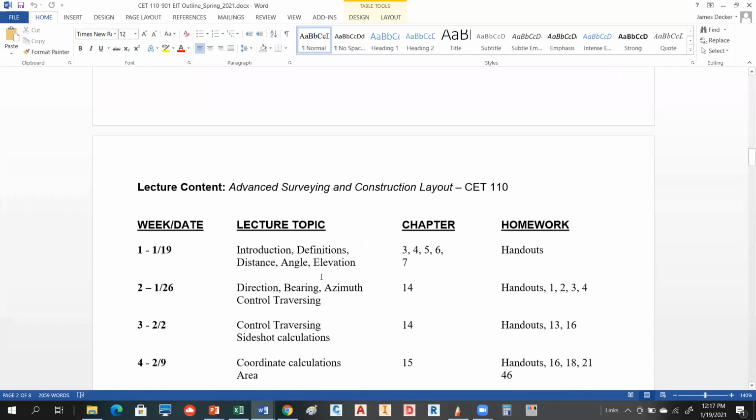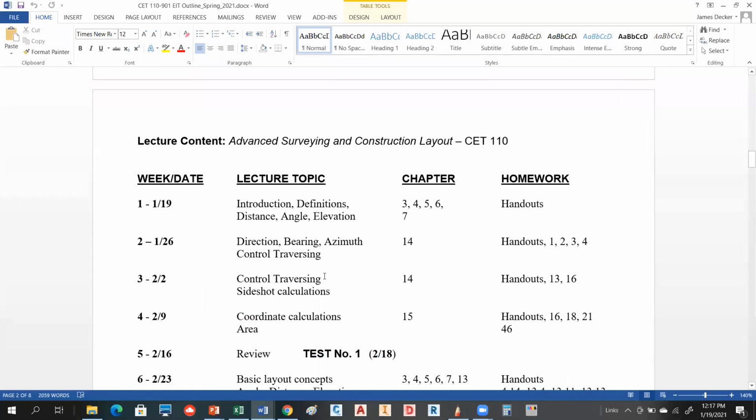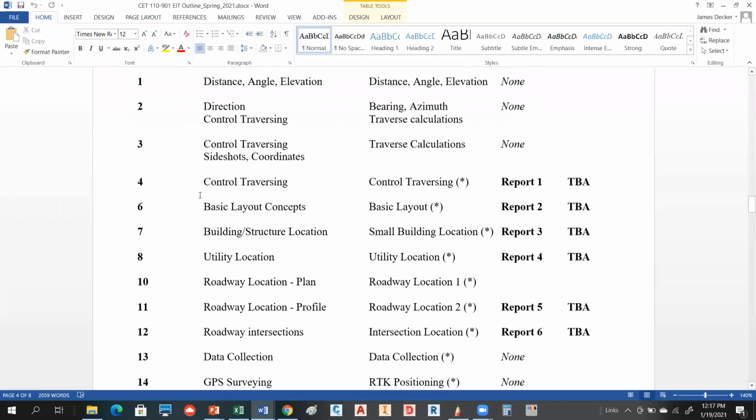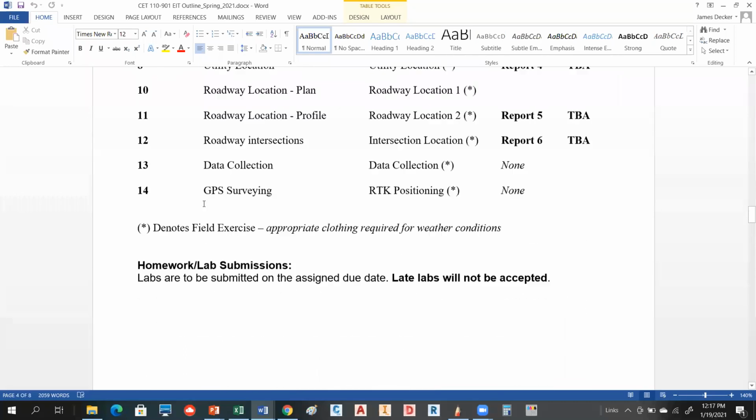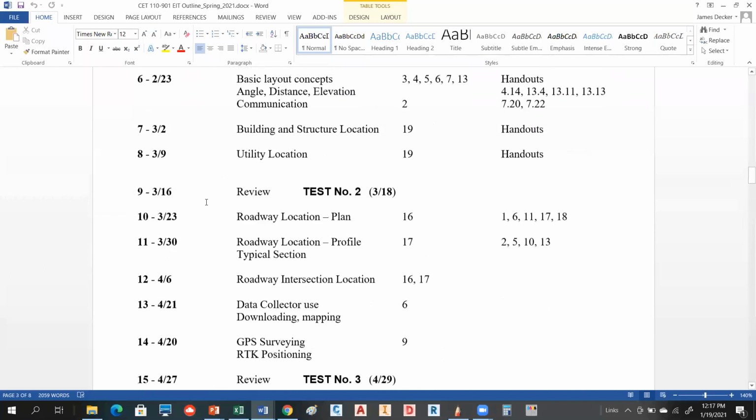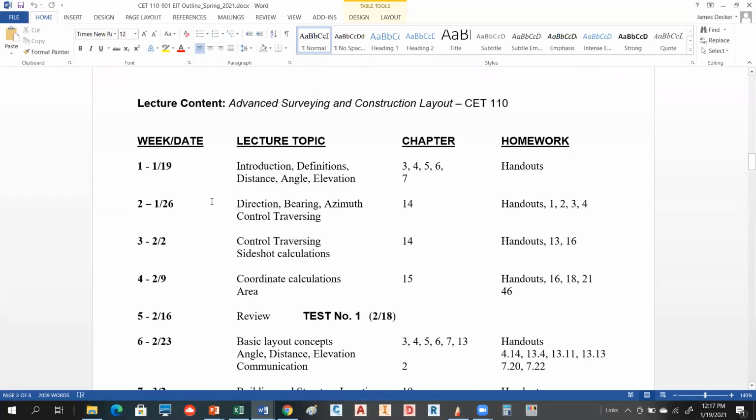All right, so let's delve into this. This is really kind of the nuts and bolts, the meat of what we're going to be getting into. What I've done is broken this down on the syllabus into a lecture content section, and then there's also a section here called lab content, and then there's a reading section as well. Okay, so let's start out with the lecture content first. I've broken it down by week and the date, then we have a lecture topic, and then these would be the chapters that are associated with the information. And then if there's homework associated with it, those would be handouts.